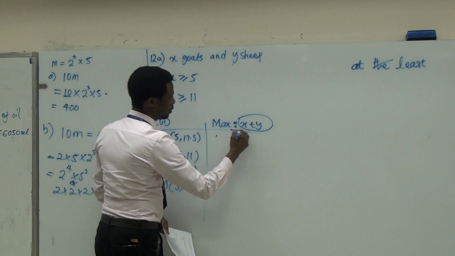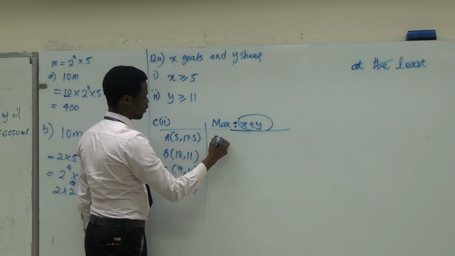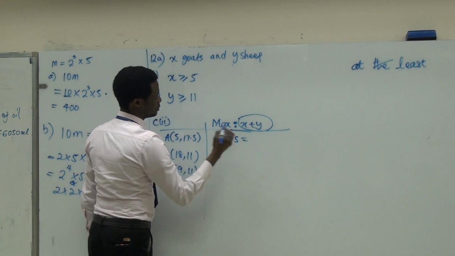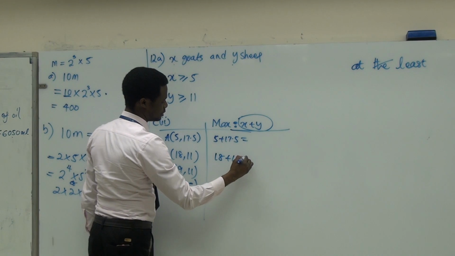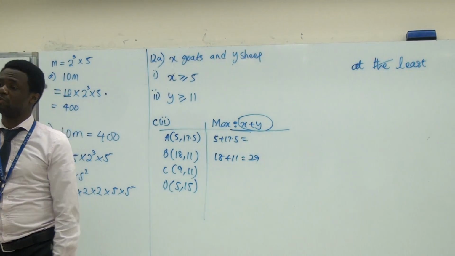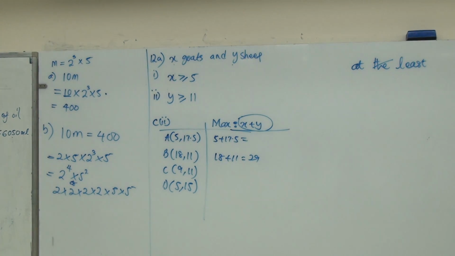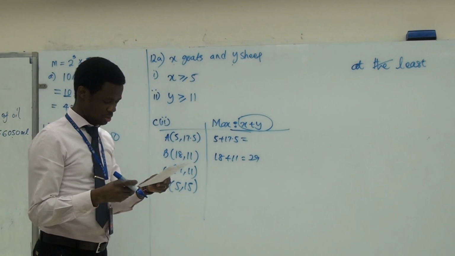I gave it to you in the form of a table this way. Right here, x plus y will be 5 plus 17.5, and that is whatever. You do the second one, 18 plus 11, that's 29. You do the third, you do the fourth, then you write it in the space provided. Any questions? Next question, ma'am. How do you do this? I'll come to you. Which question is that? Question 7.